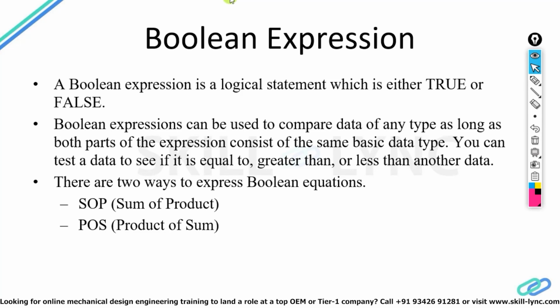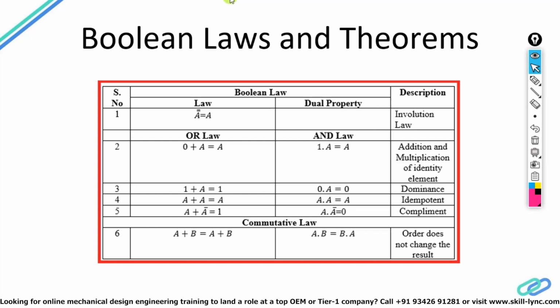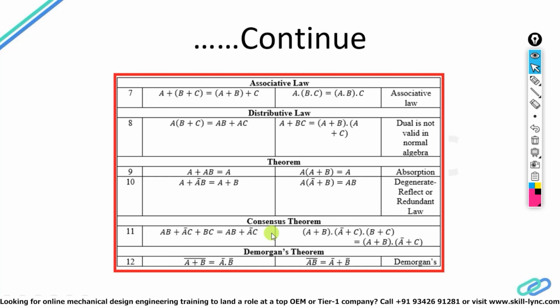So let's start with the Boolean laws and theorems. These are a few Boolean laws. The main ones are involved with NOT, OR, AND. And further, there are the commutative law, associative law, distributive law, and theorems such as DeMorgan's theorem, consensus theorem, etc. So let's understand these things.